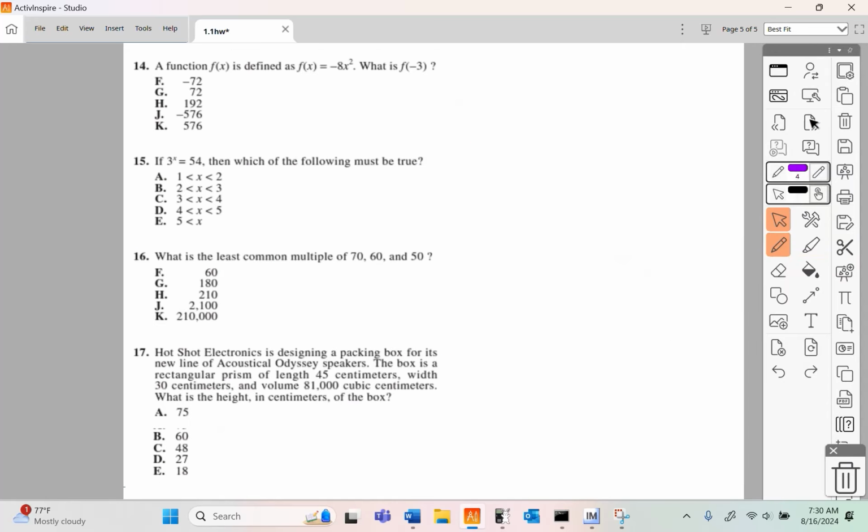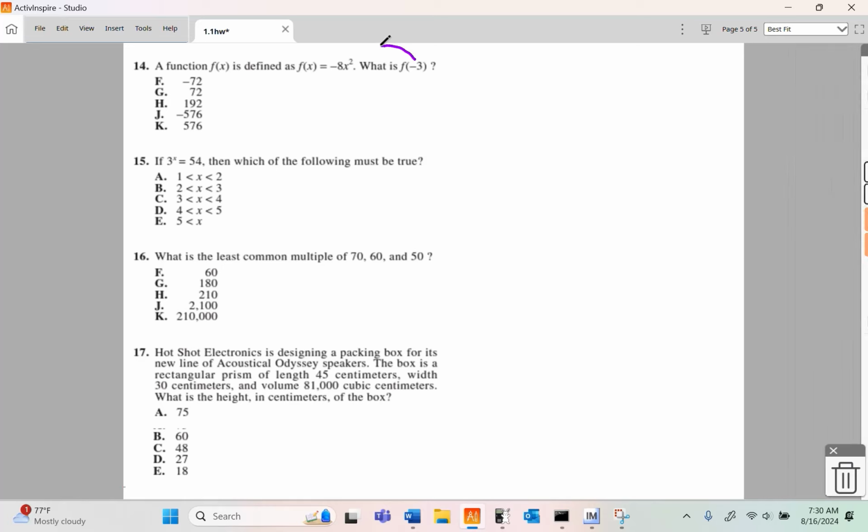Number 14, a function is defined as f of x equals negative 8x cubed. What is f of negative 3? That literally means we let the x be negative 3. Function notation is on the ACT. And if I take a negative 3 and I square it, I get a positive 9. And negative 8 times a positive 9 is negative 72.